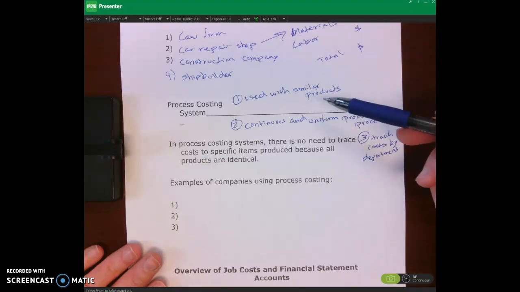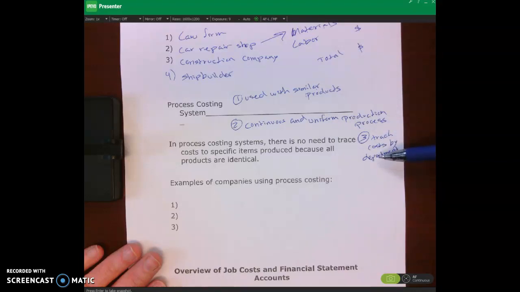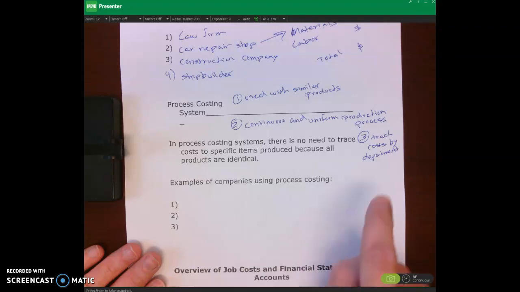The other thing with the process costing system is that we track the cost by department. So what we would be saying in that case, if we have a mixing department and a packaging department, we would be tracking the cost. We'd say, here's all the materials, labor, and overhead associated with the mixing department. Here's all the materials, labor, and overhead associated with the packaging department. So we're tracking the costs by department.